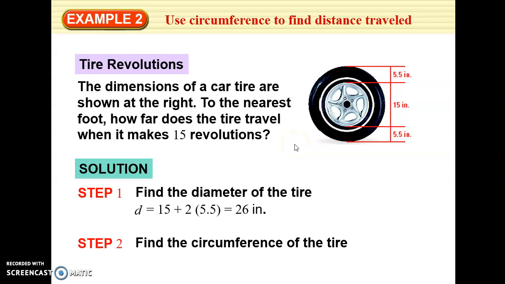Now, we need the circumference to find the distance. Let's use the formula for when we have the diameter: circumference equals pi times the diameter. We have the diameter is 26. Now we have the circumference is 81.68.